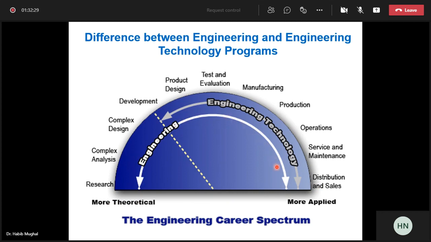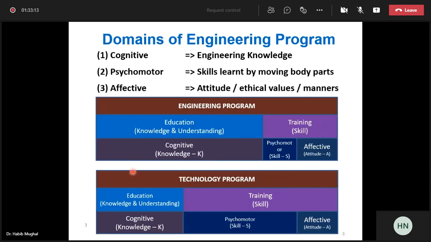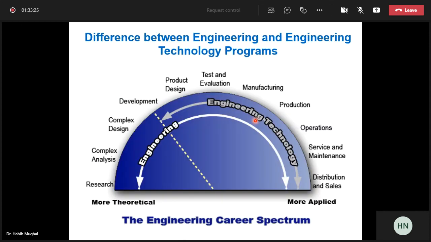So this whole is the engineering domain, whereas the engineering technology domain starts from development and then product design, test and evaluation, manufacturing, production, operation, service and maintenance, and distribution and sales. It means engineering technology is a subset of engineering, okay? Because this part is weak, and what is that? That is the research, innovative thinking, complex analysis and complex design. So that's why the technology programs have a lesser share of the cognitive domain. But in engineering programs, there is more share of the cognitive domain. Is it clear? Yes, sir.